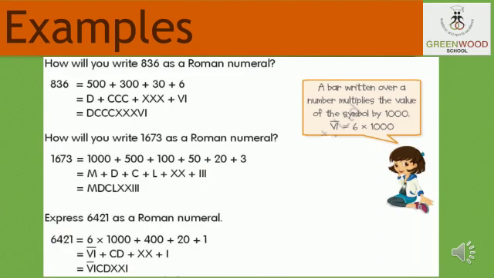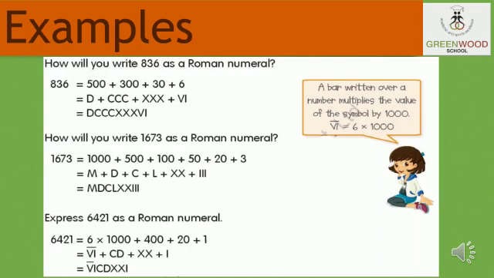Let's write the expanded form of 836 in Roman numerals. 500 plus 300 plus 30 plus 6. 500 means D. 300 means CCC. 30 means XXX. 6 means VI. So, 836 means DCCCXXXVI.